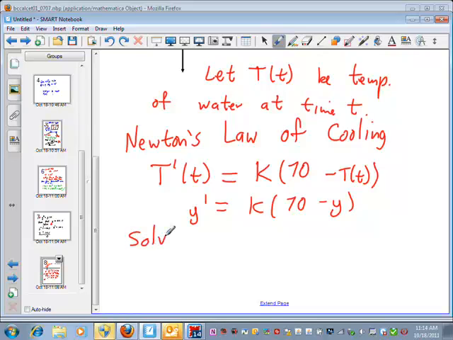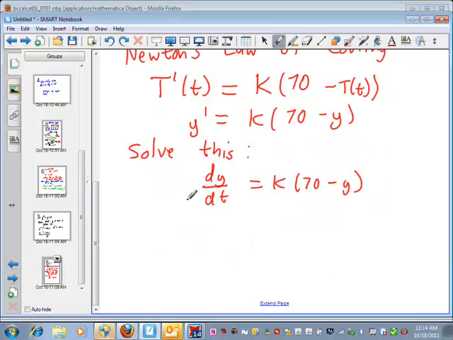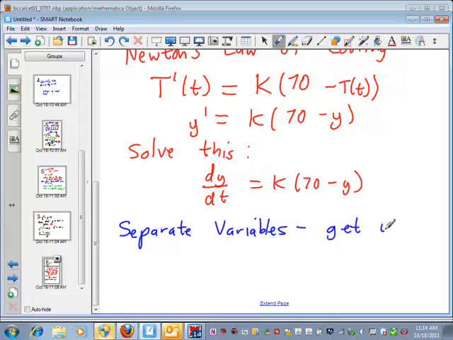We want to solve this. y prime equals k times (70 minus y), right? So I'm going to use Leibniz notation. dy/dt is equal to k times (70 minus y). Okay? And so what we're going to do is separate the variables. There are two variables here. We're going to separate the variables, so we're going to get y and t on opposite sides.